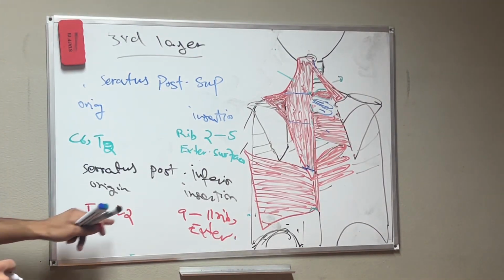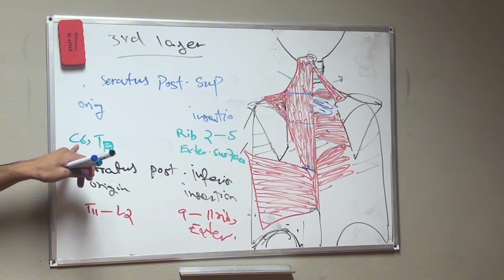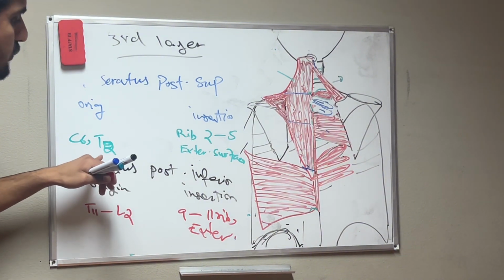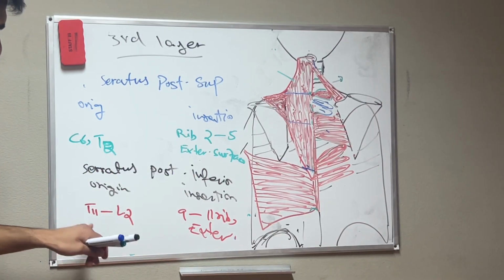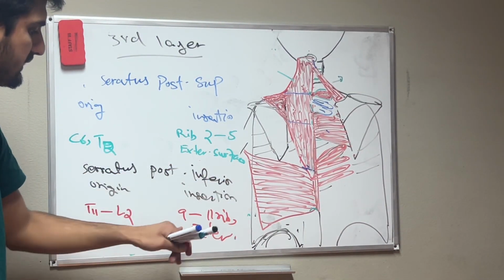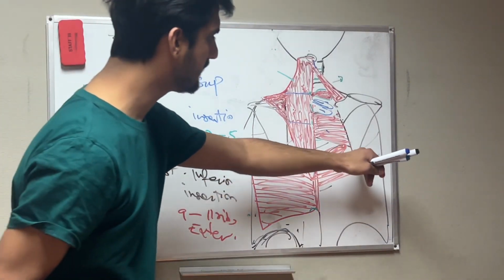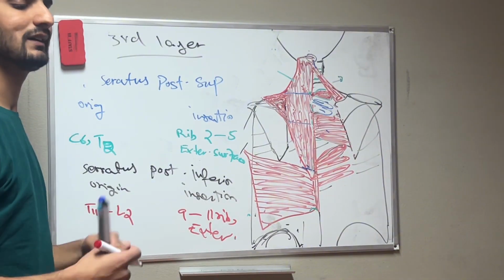Okay, external surface. Of the third layer of muscle, serratus posterior superior muscle originated from C6 to T2, inserted into the second to fifth rib external surface. Serratus posterior inferior, the lower one, originated from T11 till L2 lumbar vertebra and inserted into the 9th to 11th ribs. Here these are the ribs, which I dotted. This is the black one. This is the ribs. There is this insertion.